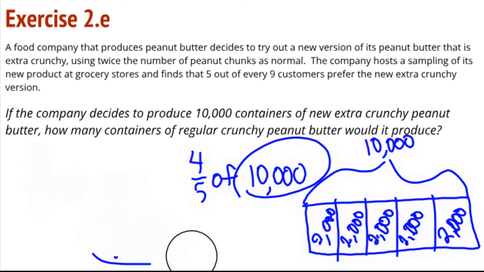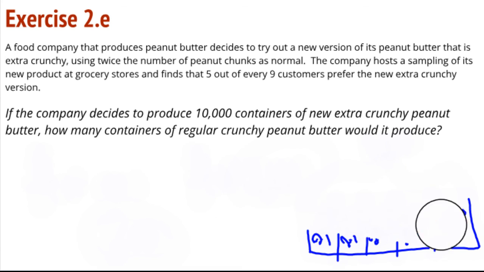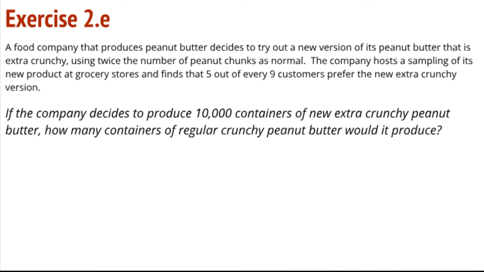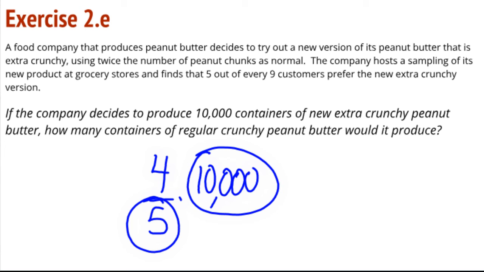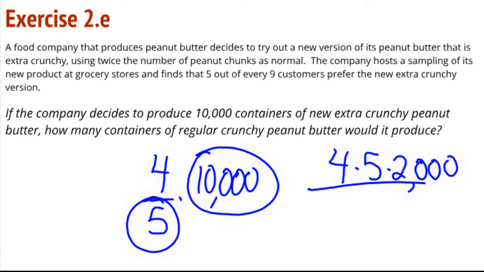I could also do 4/5 times 10,000. And I'm going to take the 10,000 and split it into 5 times 2,000. 4 times 5 times 2,000. So the 5s will divide out, and that'll leave me with 8,000.